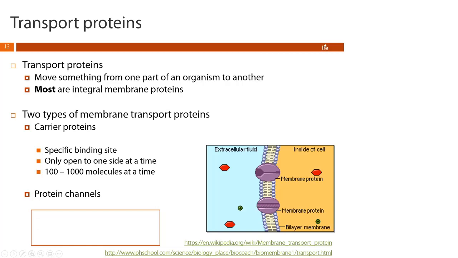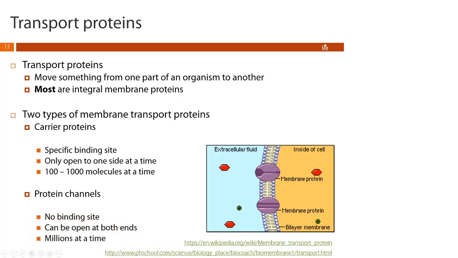So the other type, protein channels, don't require a binding site. They're essentially this tube that's just open. It's open to both sides of the membrane at one time. And since no binding event is required, it can move millions of the right type of ion or molecule at a time through it.